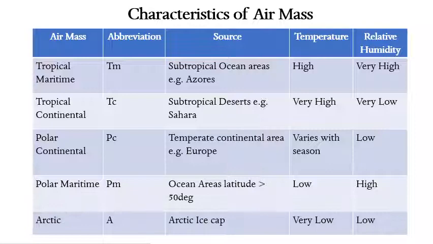Next is the polar maritime or PM. So matatagpuan to sa Asian areas above latitude 50 degrees, and we have the low temperature but high relative humidity. And in the Arctic, syempre, sa Arctic regions or Antarctic, in the Arctic ice cap matatagpuan, we have very low temperature and we have low relative humidity.